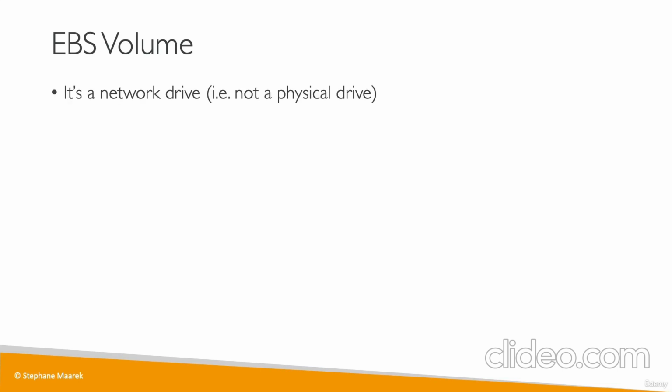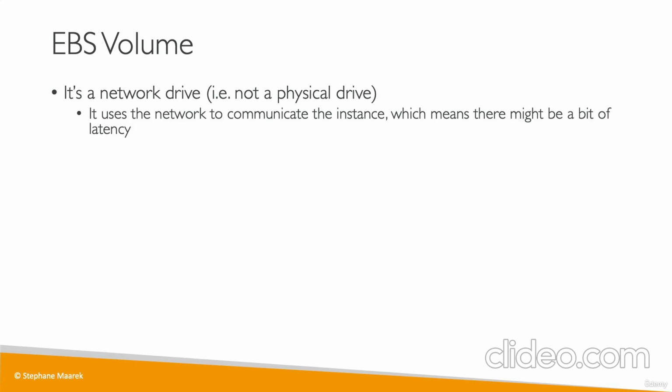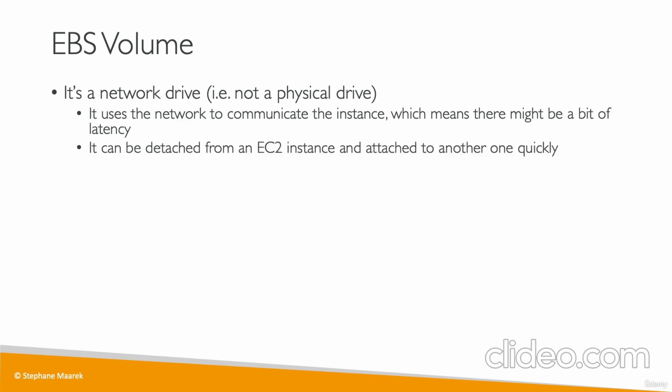Now let's look at it. So EBS volumes are network drives, as I said, it's not a physical drive, okay? So to communicate between the instance and the EBS volume, it will be using the network. And because the network is used, there may be a bit of latency from one computer to reach another server. Now, because EBS volumes are a network drive, they can be detached from an EC2 instance and attached to another one very quickly. And that makes it super handy when you want to do failovers, for example.